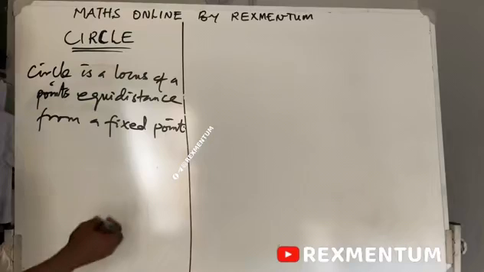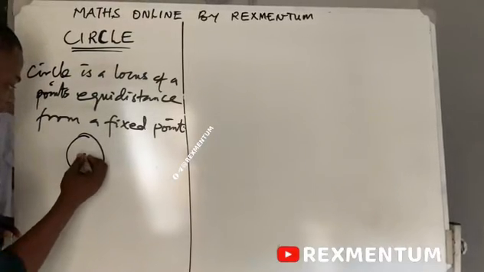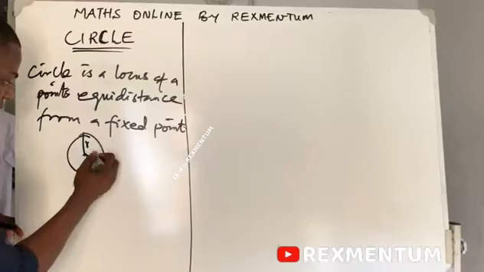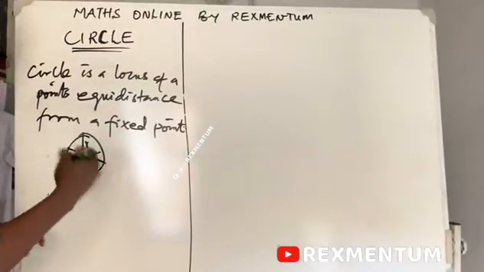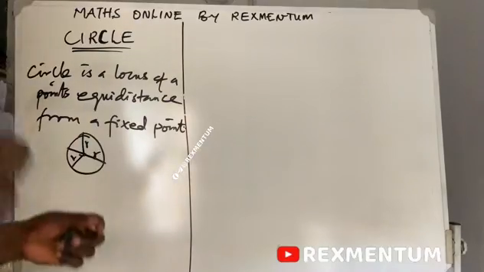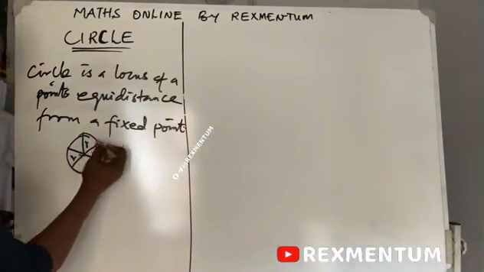And what do we mean by that? When you have a circle and you have a fixed point, the distance from here to here is the radius. Distance from here to here is the radius. The distance from the center to any part of the circumference is the radius. That's why we say it's a locus of points equidistant from a fixed point, which is the center.